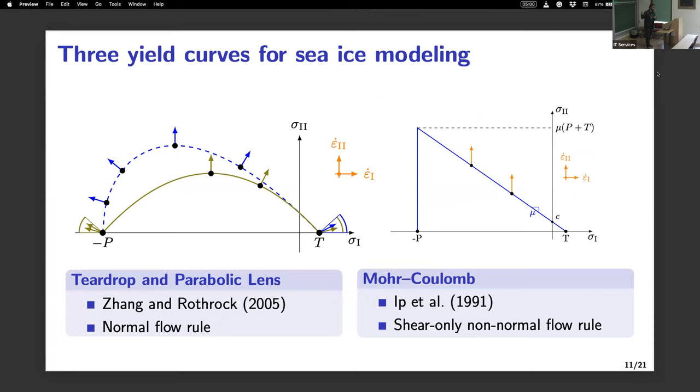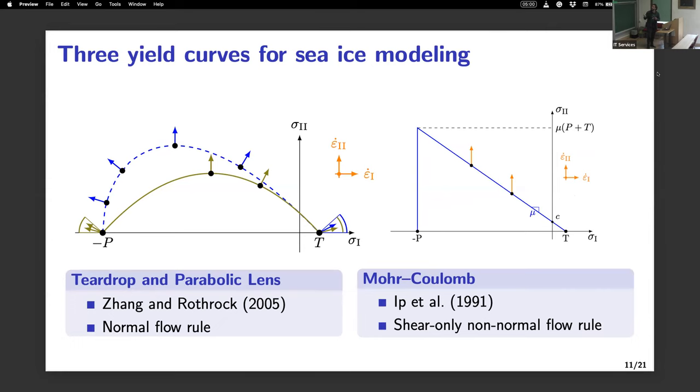If you look at literature, we have different yield curves that were defined in the past. There was the teardrop and parabolic lens yield curve from Zhang and Rosrock in 2005, and the Mohr-Coulomb yield curve from Et al. in 1991. The teardrop and parabolic lens use a normal flow rule. The Mohr-Coulomb uses a shear-only non-normal flow rule.